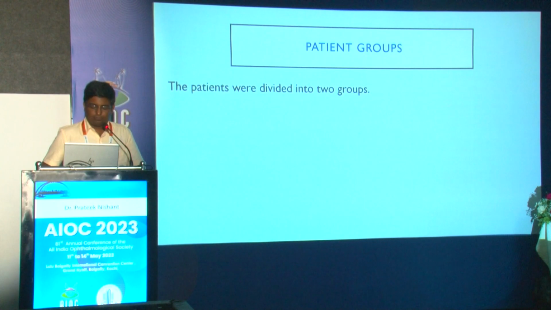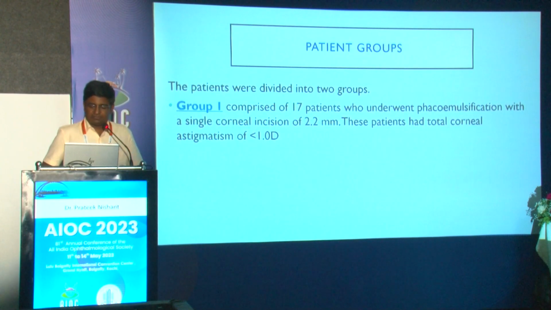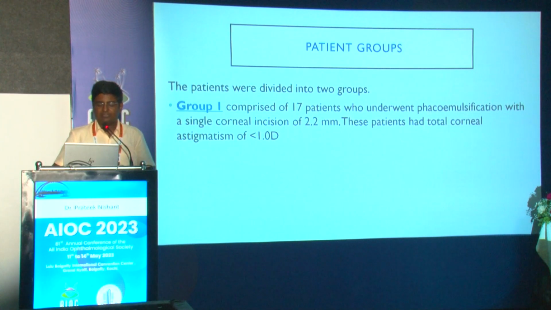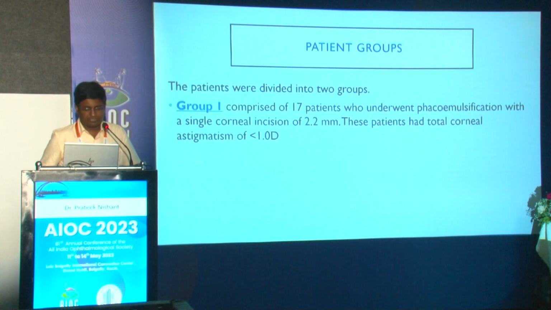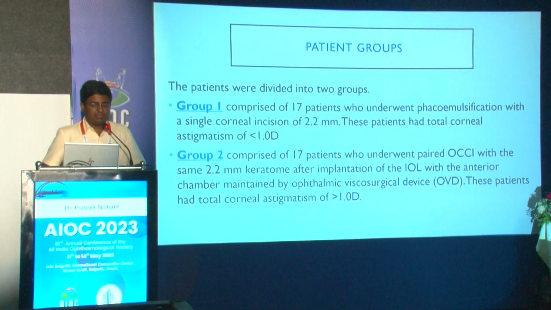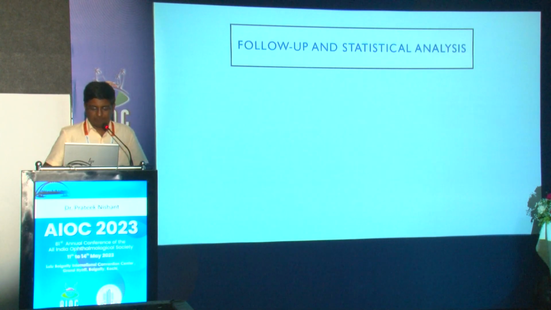Patients were divided into two groups. Group 1 comprised 17 patients who underwent phacoemulsification with a single clear corneal incision of 2.2 millimeters, and these patients had total corneal astigmatism of less than 1 diopter. Group 2 comprised the same number of patients who underwent paired OCCI with the same 2.2 millimeter keratome after implantation of the IOL, with the anterior chamber maintained by the OVD. These patients had total corneal astigmatism of more than 1 diopter.